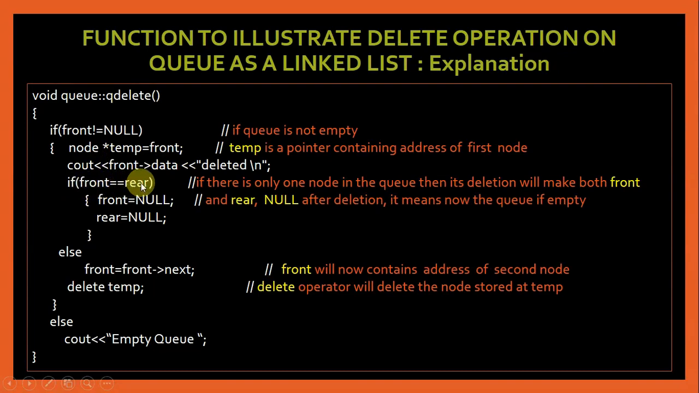Then we will check if front equals rear. This indicates that there is only one node in the queue, and if we delete this node, it will make both front and rear equal to null, because after deleting the only node present in the queue, my queue will become empty. So if front is not rear, it means there are many nodes in my queue. In that case, I will store the address of the next node in front, so my front will now start pointing to the next node, and then I will delete temp, which means I will deallocate the memory whose address is stored in temp. Delete is an operator which is used to deallocate memory.